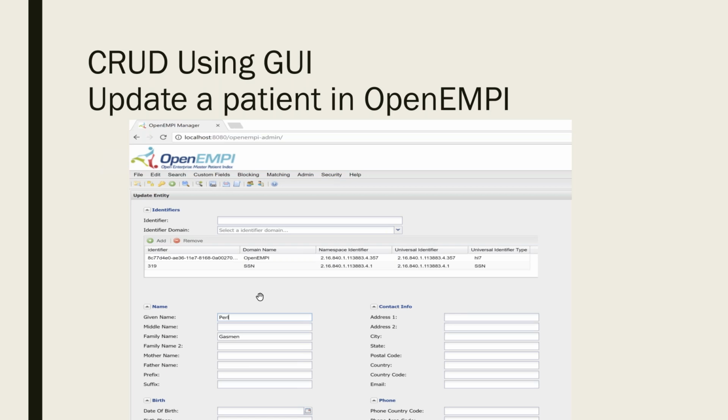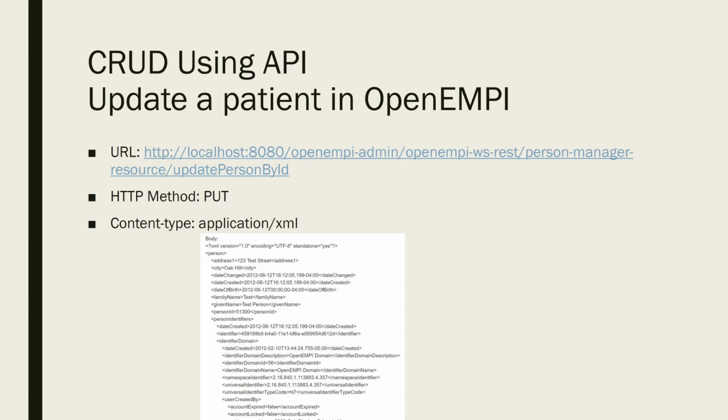So we first created a patient, and then we can update the patient, and then searching. For updating a patient, in the GUI or the administrative console, you should at least have the main identifier or the identifier.